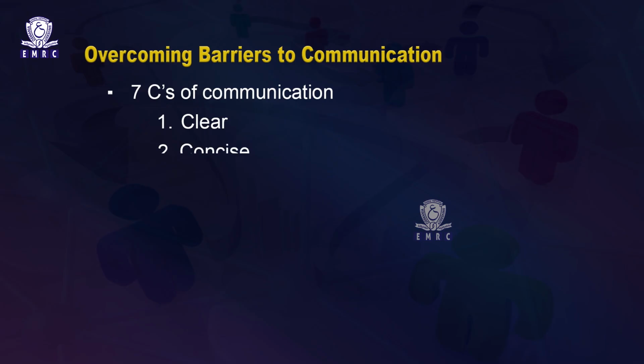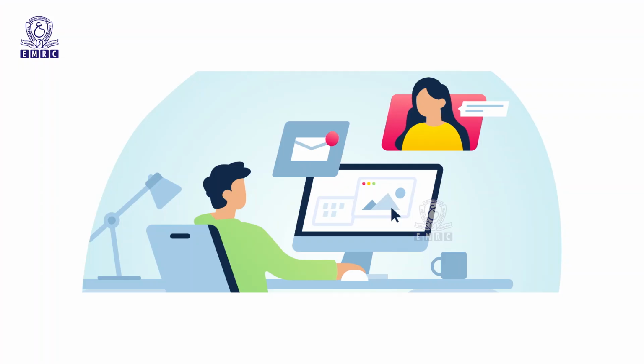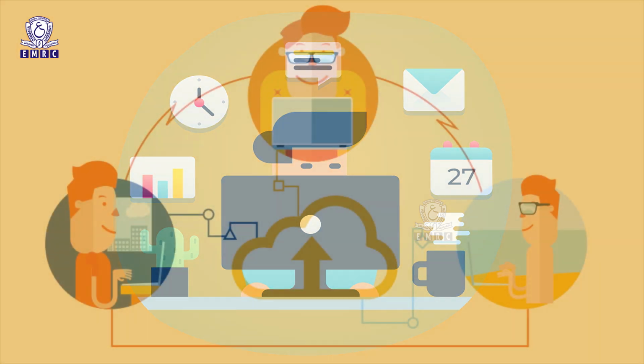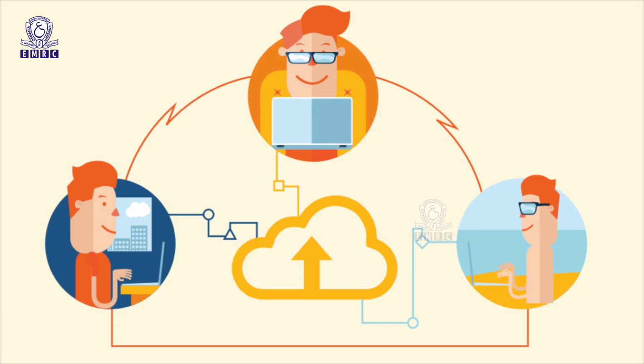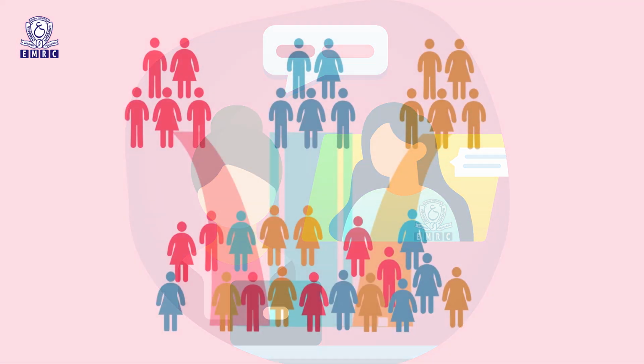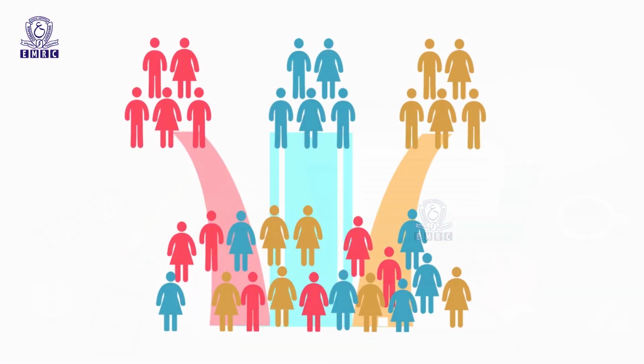The next C is concise. Communication should be brief and to the point to effectively get to the receiver. Lengthy and complex messages seldom fulfill the purpose of communication. Concise messages are preferred by everybody as it takes less cognitive effort to interpret the message and the meaning can be deciphered accurately in less time.